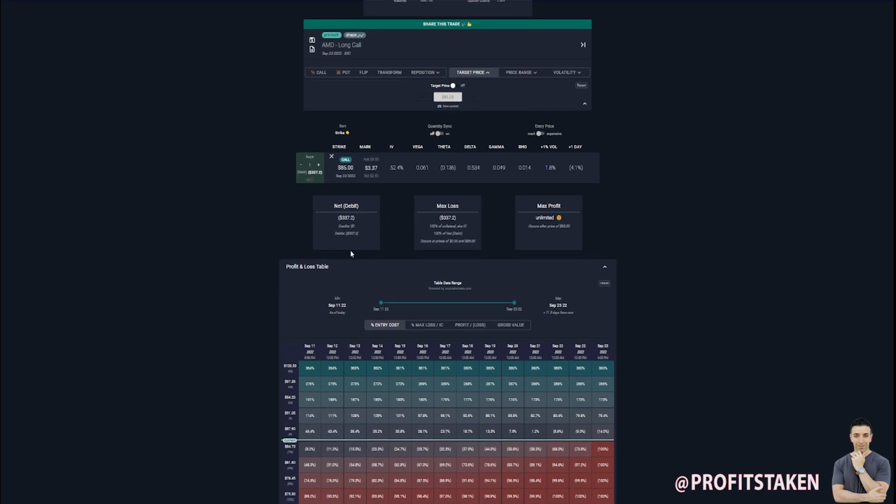So you see the net debit as we move down here. This assumes that if you bought one contract, that's 337. We know that's times 100. You multiply it, you get $337.20. That's how much you're going to spend. So that's how much you're going to be debited in your account if you have your brokerage account.